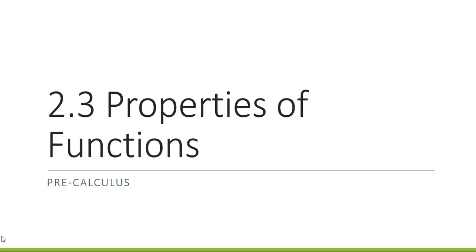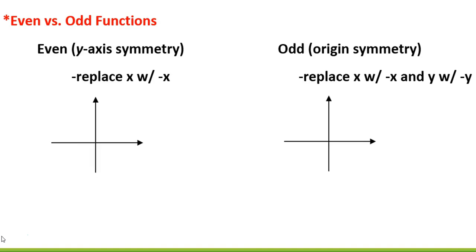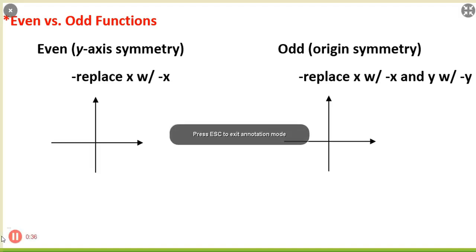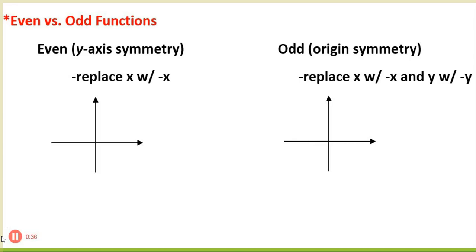Okay, so we're going to start 2.3, which is properties of functions. We're going to begin by talking about even versus odd, which we kind of touched on something similar in the last unit when we talked about symmetry with the x-axis and y-axis. Another word for y-axis symmetry is to say that it's even. And let's recall, how do we determine if it's even?